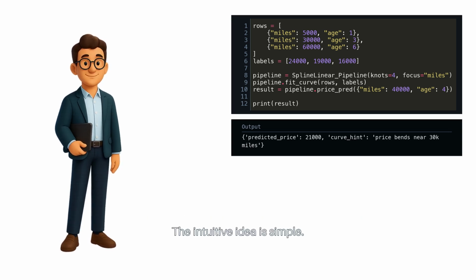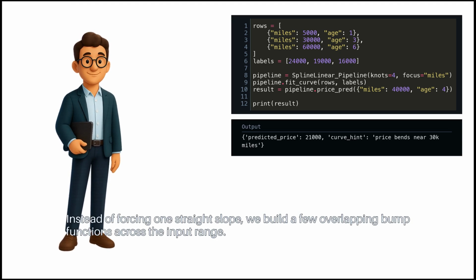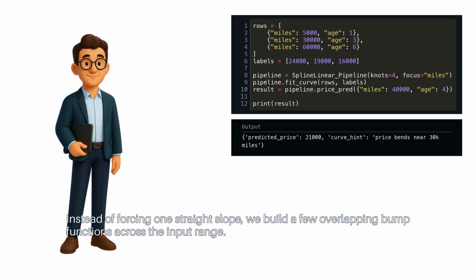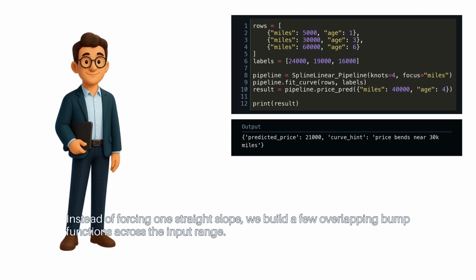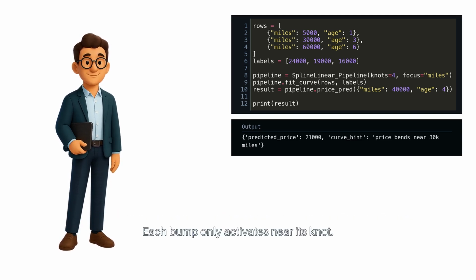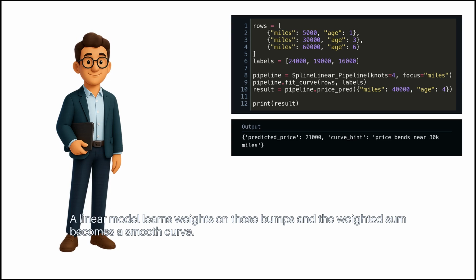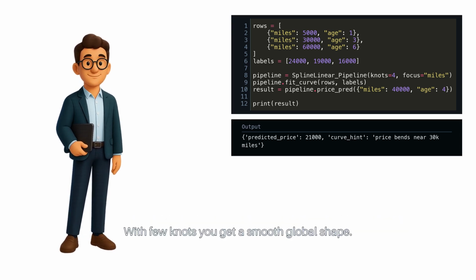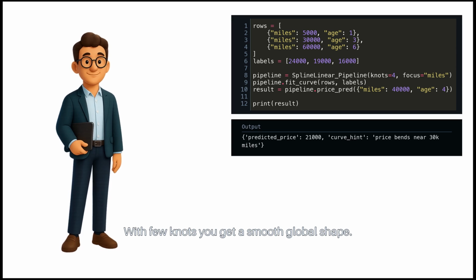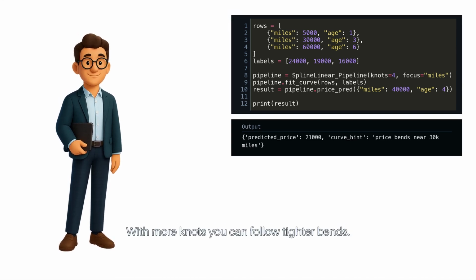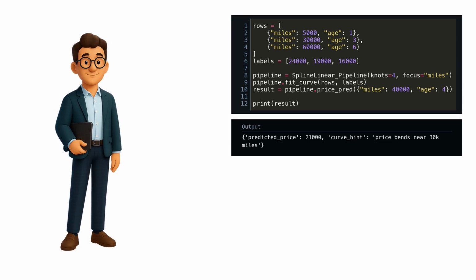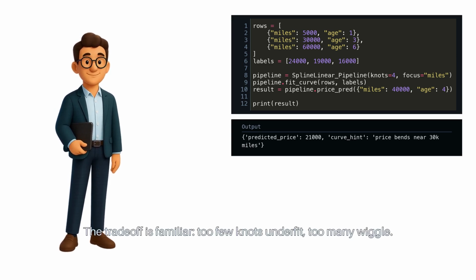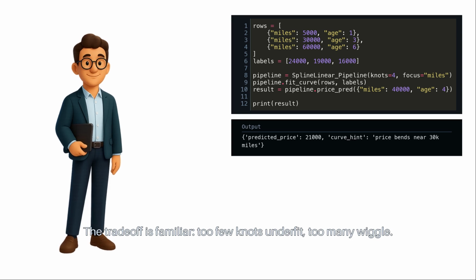The intuitive idea is simple. Instead of forcing one straight slope, we build a few overlapping bump functions across the input range. Each bump only activates near its knot. A linear model learns weights on those bumps, and the weighted sum becomes a smooth curve. With few knots, you get a smooth, global shape. With more knots, you can follow tighter bends. The trade-off is familiar. Too few knots underfit, too many wiggle.